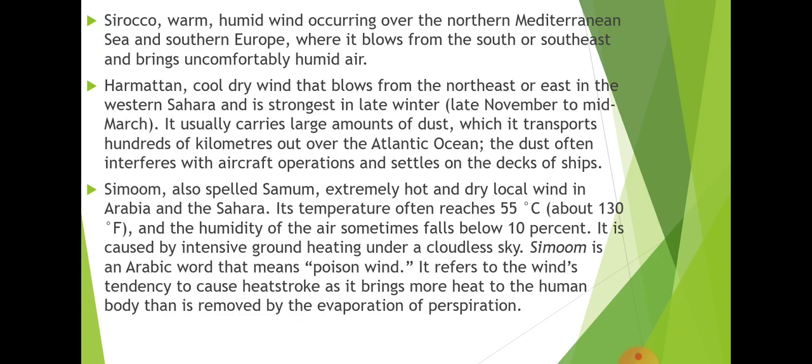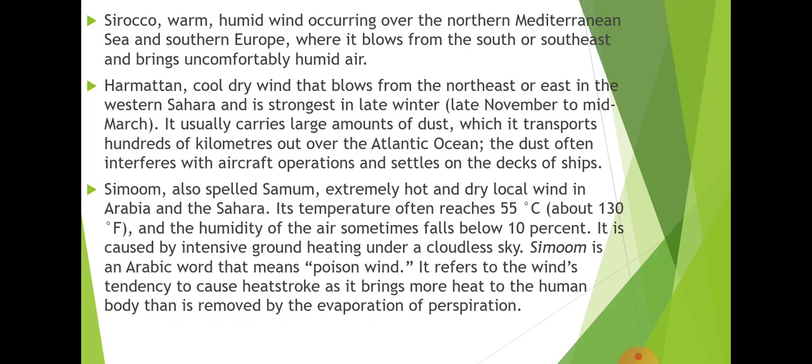Simum is an Arabic word which means poison wind. Poison wind refers to the wind's tendency to cause heat stroke. So it causes heat stroke, meaning that all of a sudden the temperature rises and it strikes and impacts the human being, so that causes heat stroke.